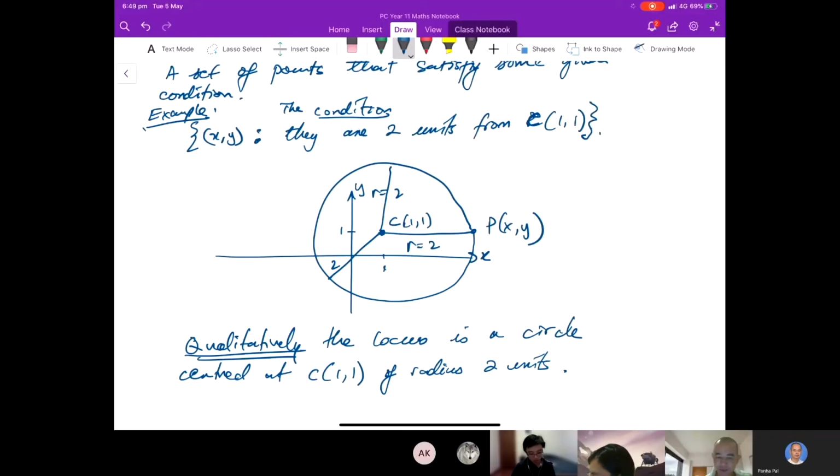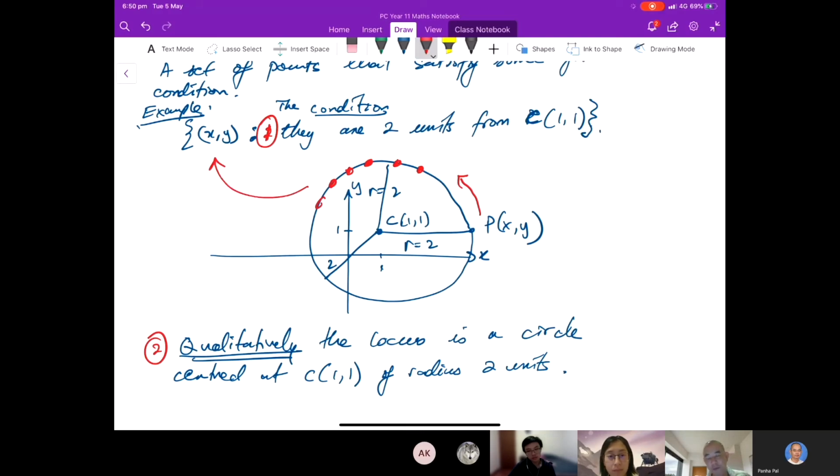Can you see now there are 2 descriptors of this locus, 1 here and 2 here. That's the 2 qualitative descriptors of this locus. You can say there is a set of points (x, y) such that they are 2 units from C (1, 1). And if you can find out what the geometrical shape looks like, which is a circle, you can say it's a set of points such that they lie on a circle centered at C (1, 1) of radius 2 units. Are you clear? So you can pick all the points in the circle, and you drop them into this set, then it will contain all the points.